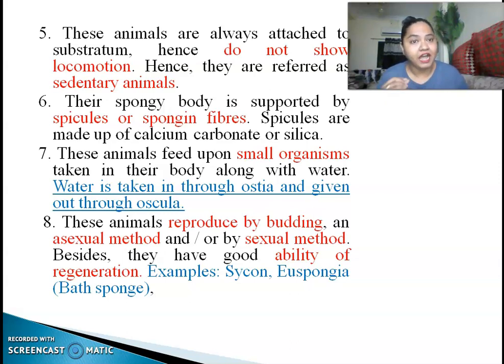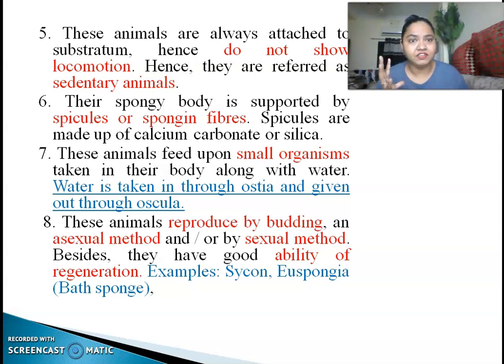So who are sedentary animals? Animals that do not show locomotion, are immobile, are known as sedentary animals. Their spongy body is supported by spicules or spongin fibers. These spicules are made up of calcium carbonate or silica. These animals feed on small animals that are taken inside their body along with the water.